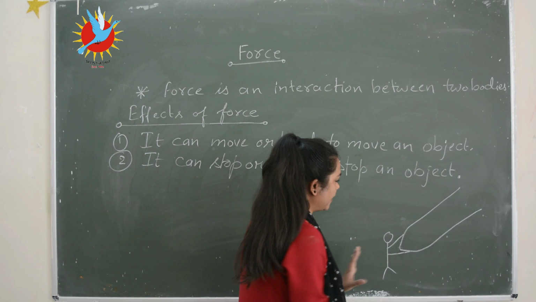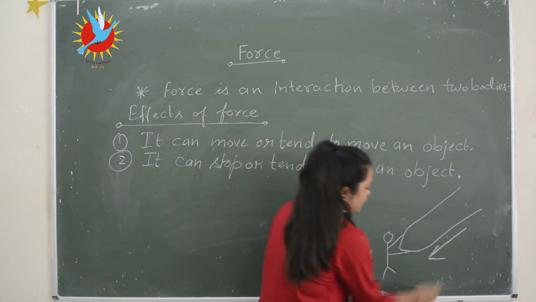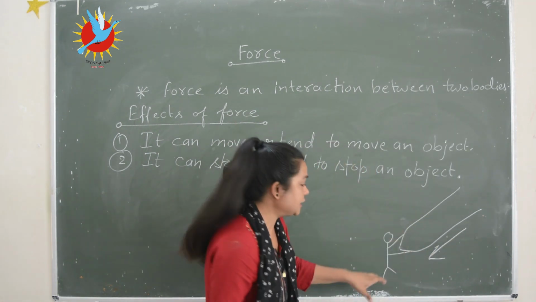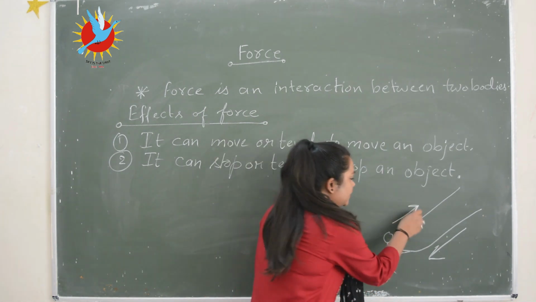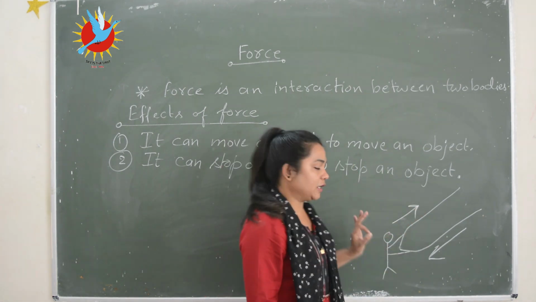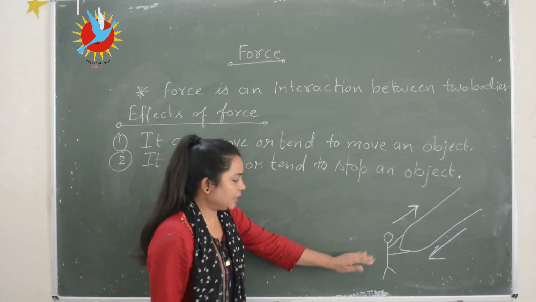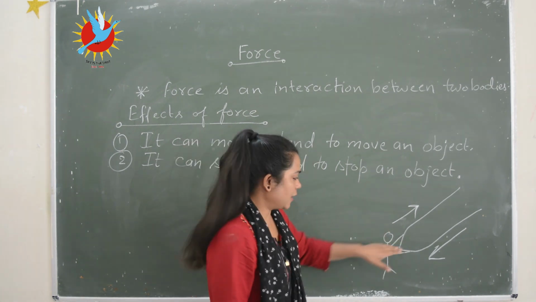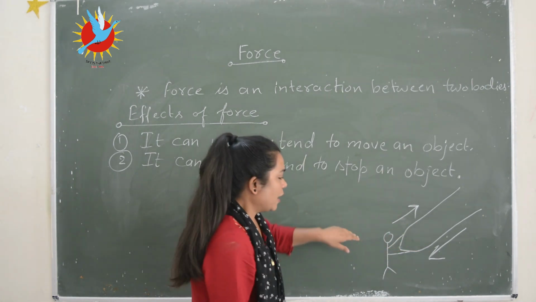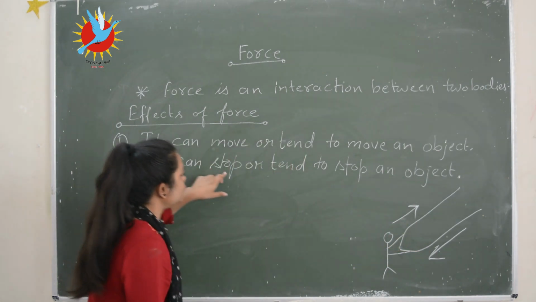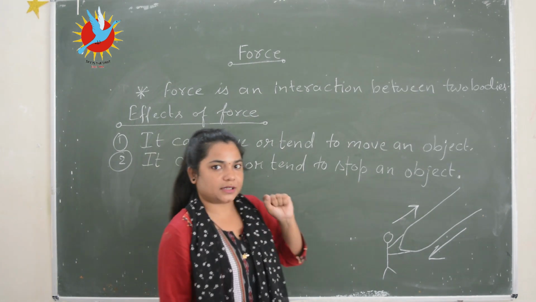So he is holding the aircraft. The aircraft is coming in this direction at a very high speed, and the Superman tries to push the aircraft in the opposite direction with almost equal force, and gradually he is successful in stopping the aircraft. So the force can stop or tend to stop an object.